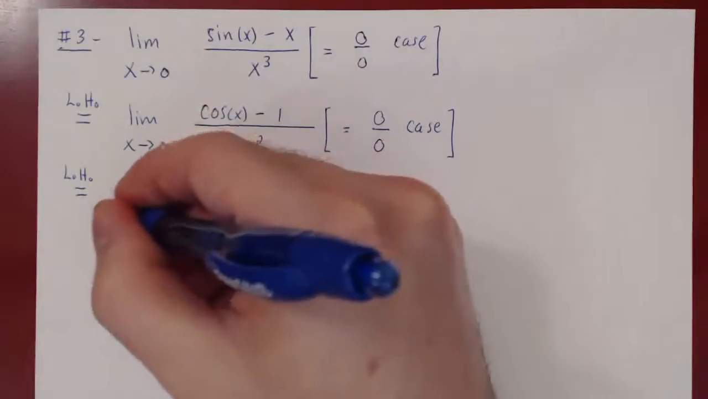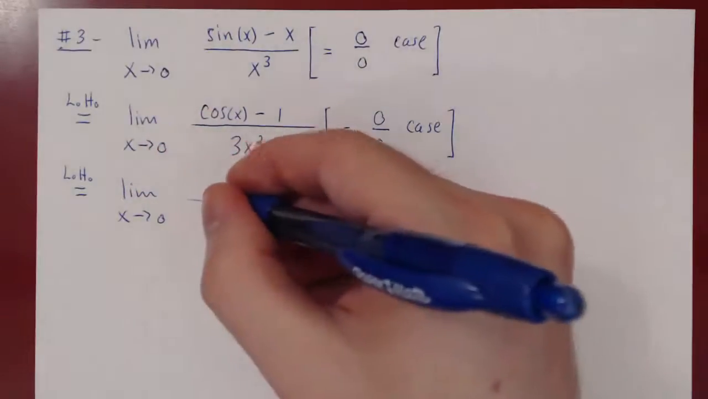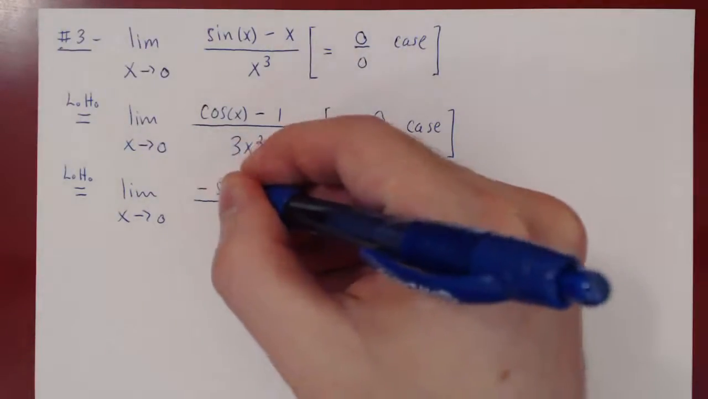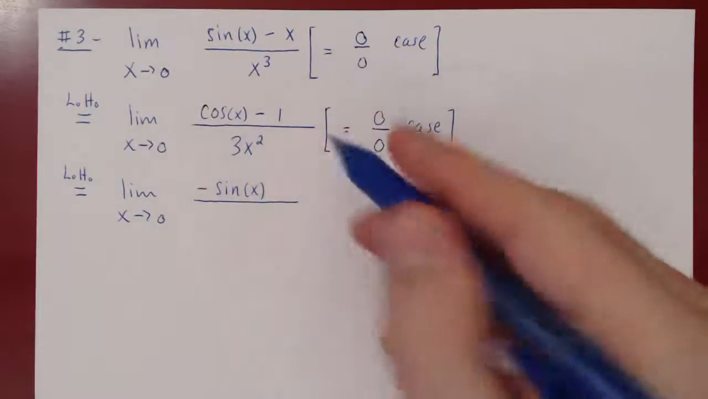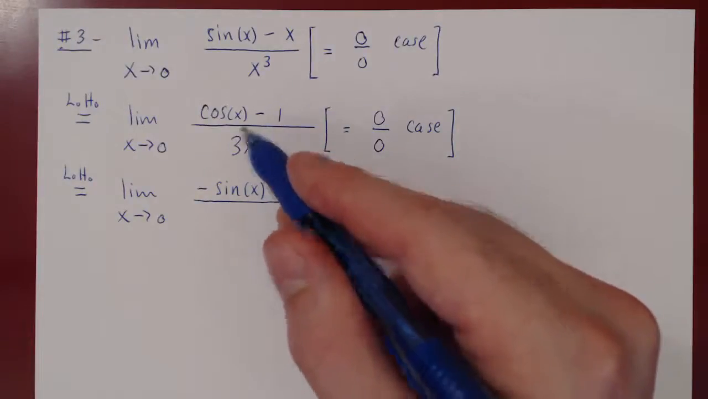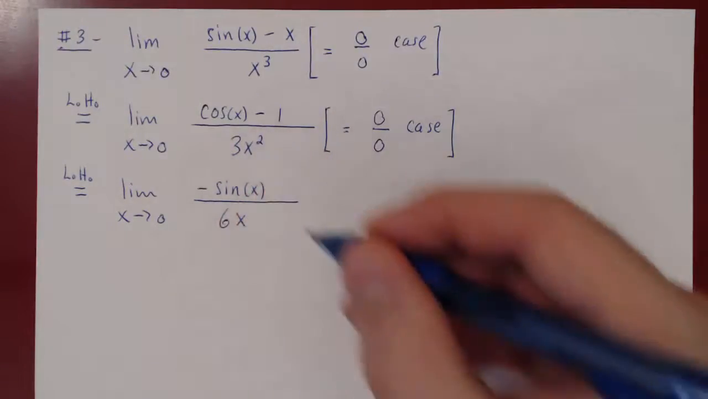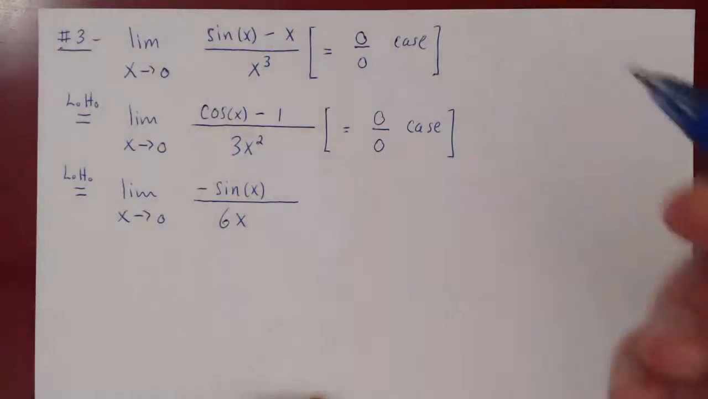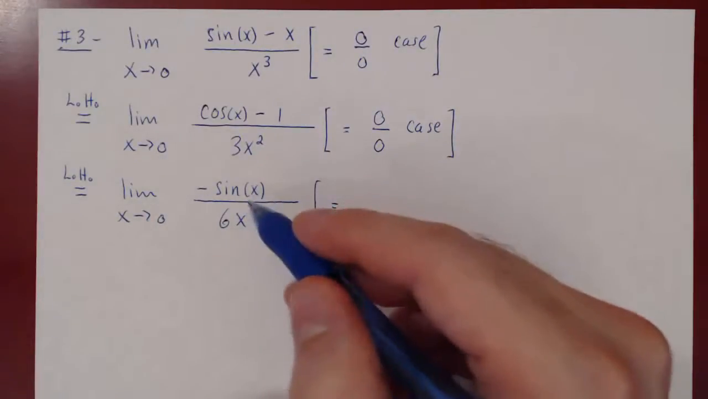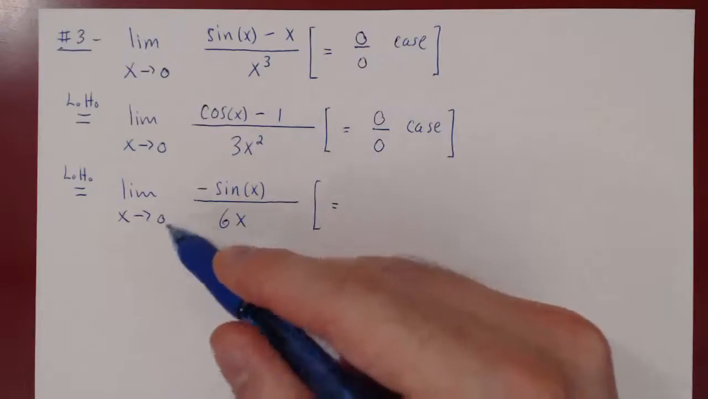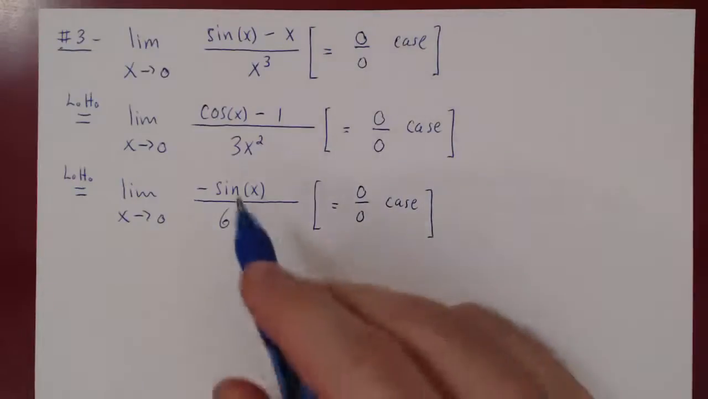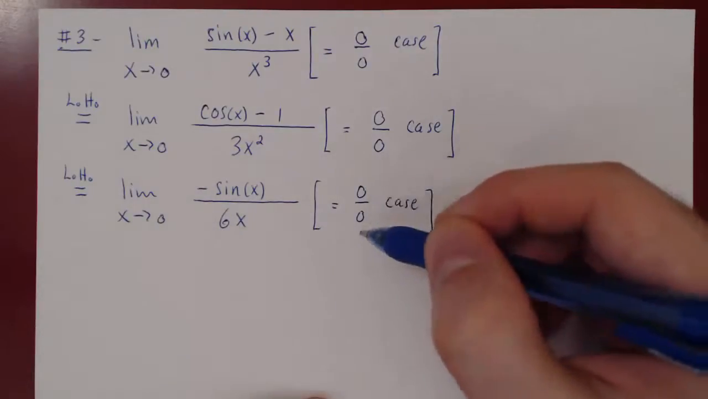The limit stays the same. x still approaches 0. And now we differentiate for the second time. The derivative of cosine is negative sine of x, minus the derivative of 1, which is 0, so we get negative sine of x, over the derivative of 3x squared, which is 6x. This is already simplified. Let's see what we get. As x approaches 0, sine of 0 gives 0, so we get 0 over 6 times x also approaches 0. So we have again a 0 over 0 case. So we still don't know what that limit is. It's giving us an indeterminate case.